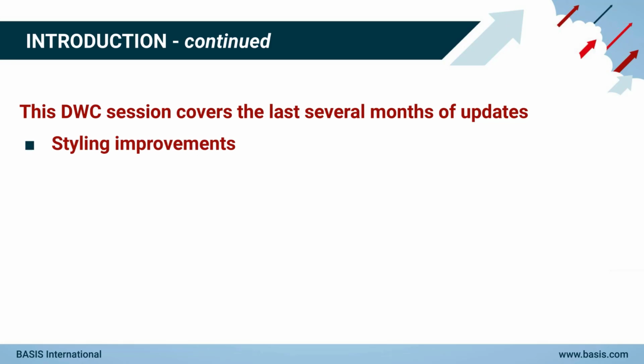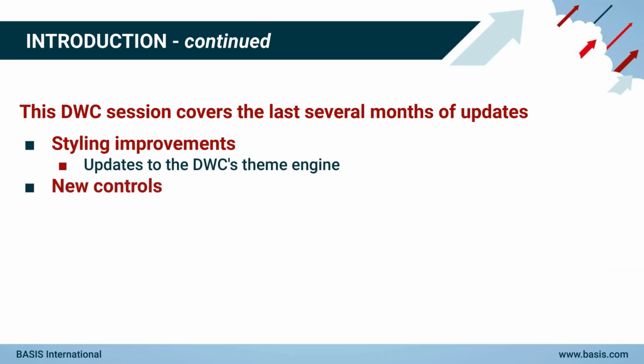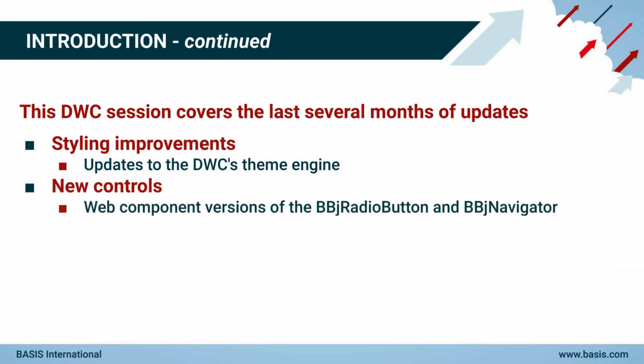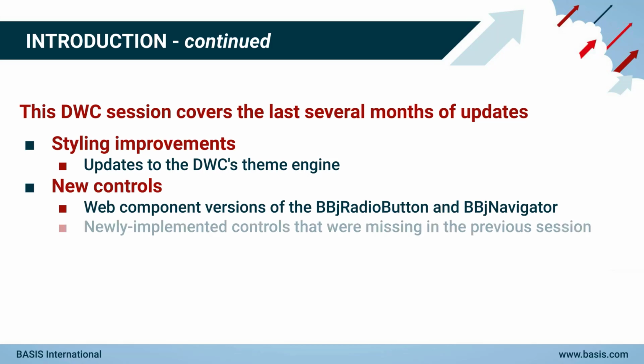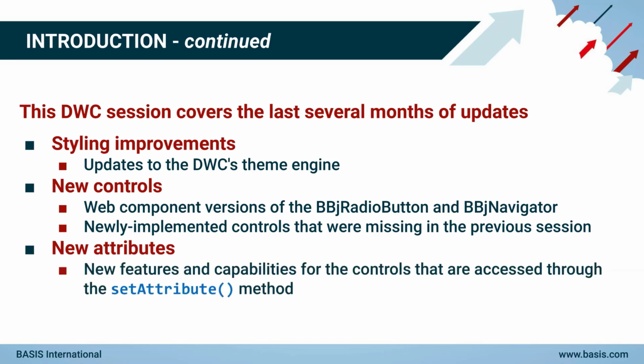Styling improvements, covering updates to the DWC's theme engine. New controls, including componentized versions of the BBj radio button and BBj navigator, as well as newly implemented controls like the tree and tab controls. New attributes that unlock advanced configuration parameters, such as adding integrated labels to input controls, enabling the tree's built-in search capability, and adding client-side validation to input controls.